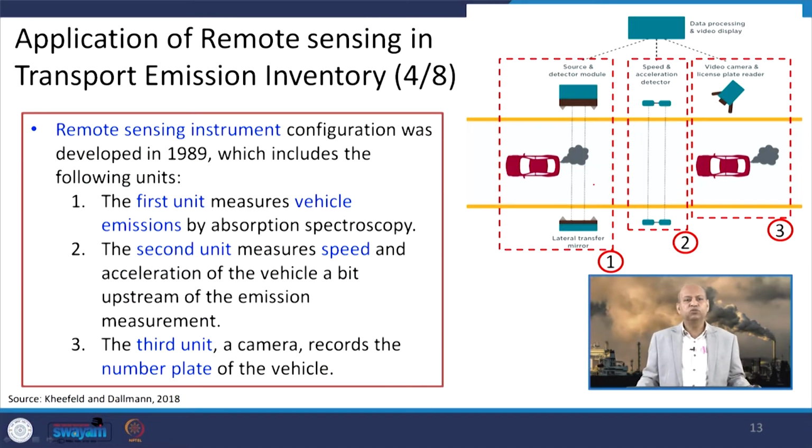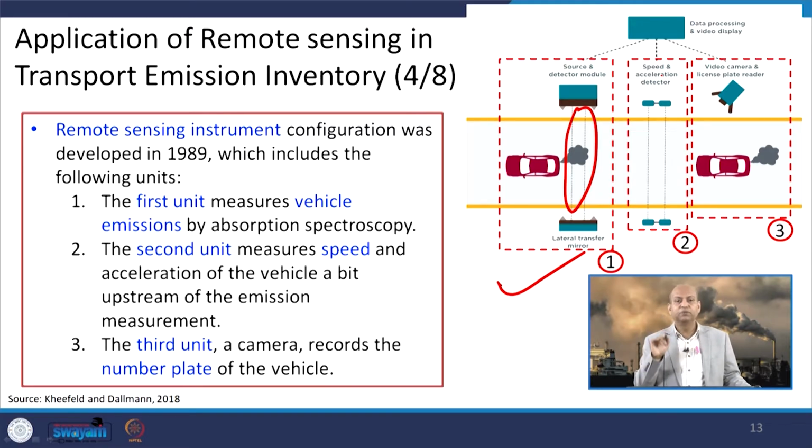Then the remote sensing instruments, this configuration, how does it take place? This is also shown in this particular figure. You can see there are 3 units. The first unit measures the vehicle emissions by absorption spectrography. You can see here this one. The second unit measures the speed and acceleration of the vehicle, and the third unit reads the number plate of the vehicle. So, with the help of the number plate, we know how many years old this vehicle is, and there is many other information which can be taken from that particular repository which is available through the RTO office.